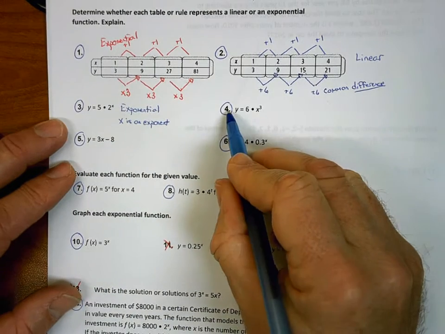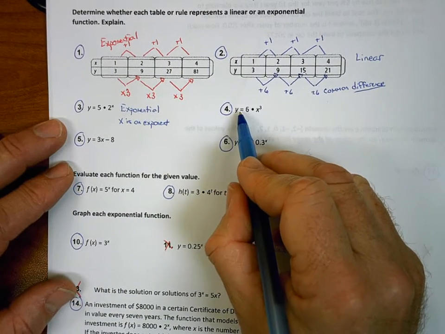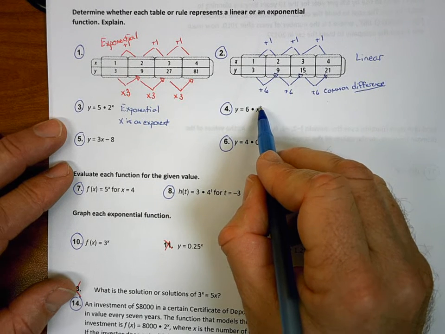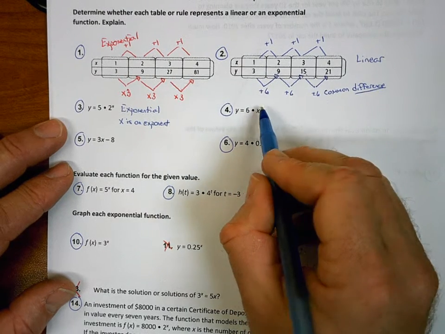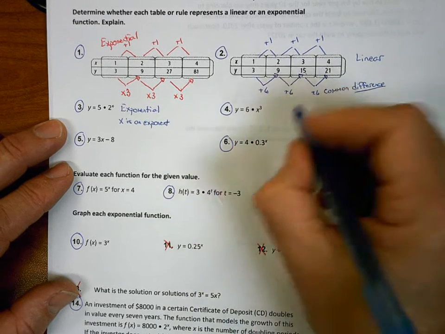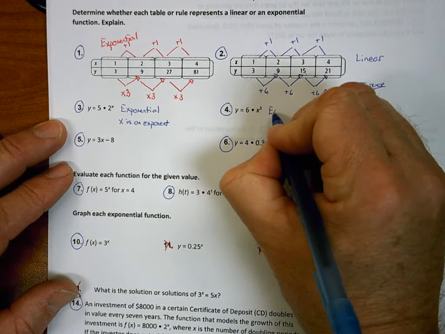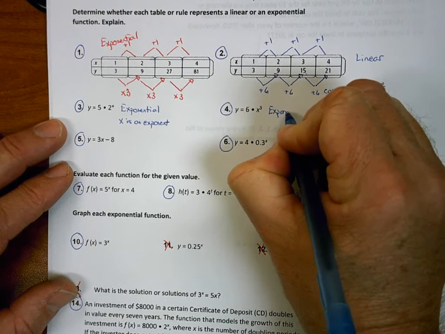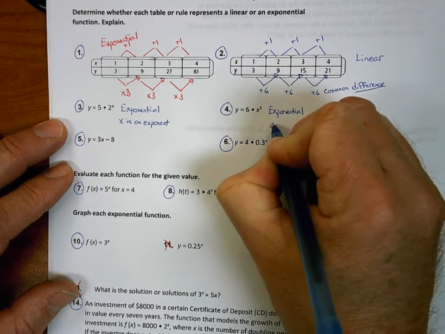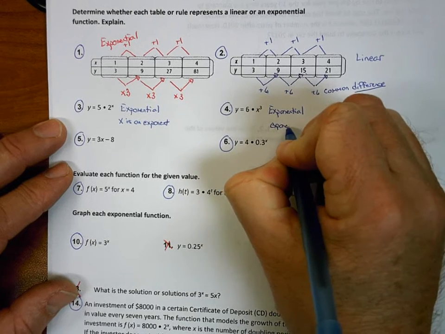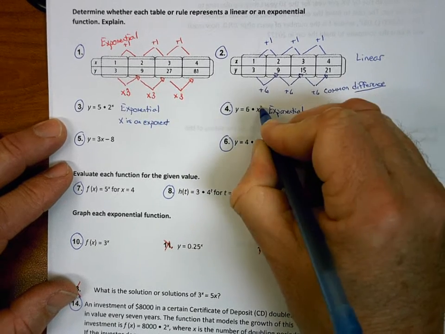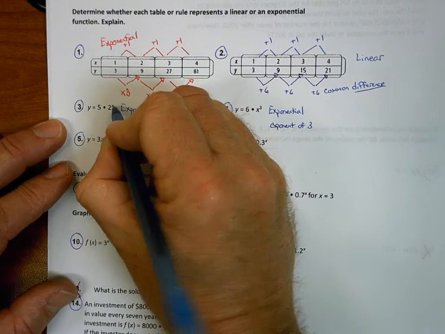We have number 4 right here. We have y is equal to 6 times x to the third power. This equation, or this rule right here, would also be exponential. Why do we know it's exponential? Because we have an exponent of 3. Anytime you have an exponent of 3, whether it's a number or whether it's a variable, it's going to be exponential.